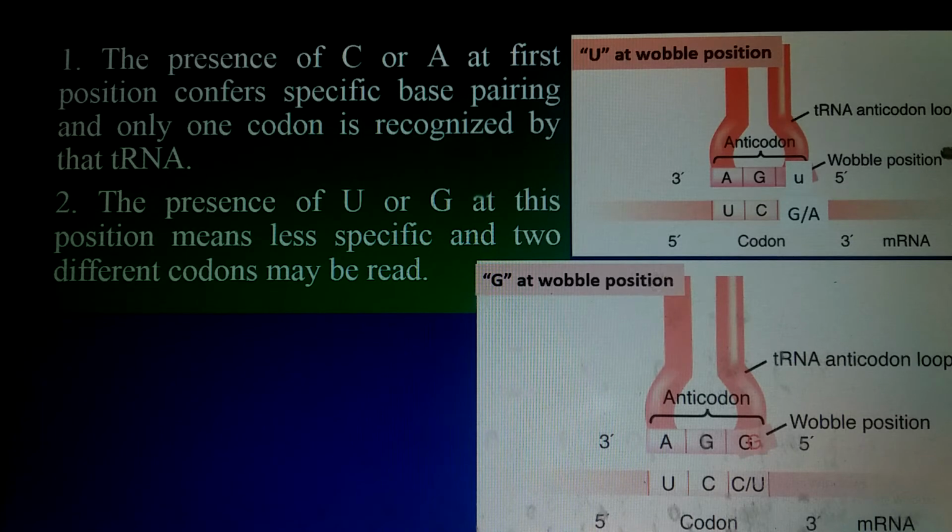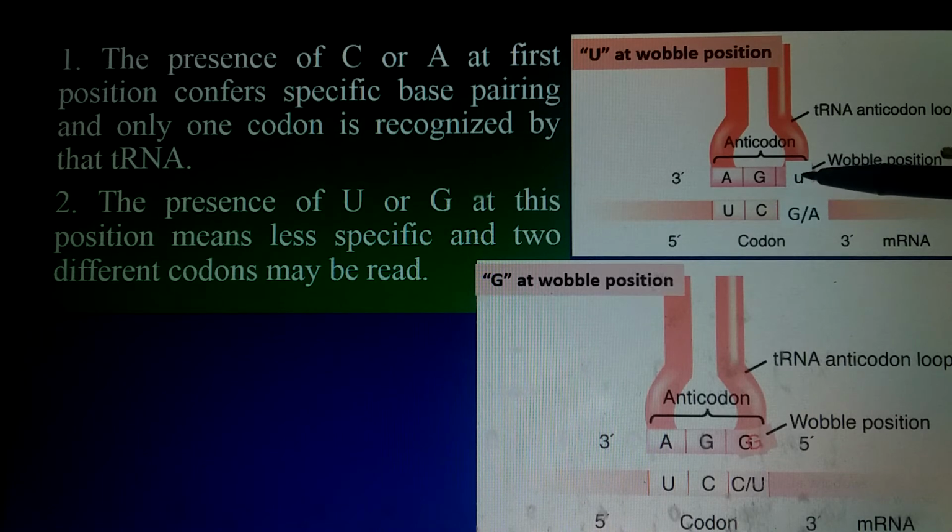Is it clear? So what will happen? If the C or A is present at the first position of the anticodon, then this type of anticodon can recognize just one codon. This type of anticodon can recognize just one codon if the C or A is present at the Wobble position. Second case, if the U or G, you can see here U is present, so you can recognize the codon ending with G or U.